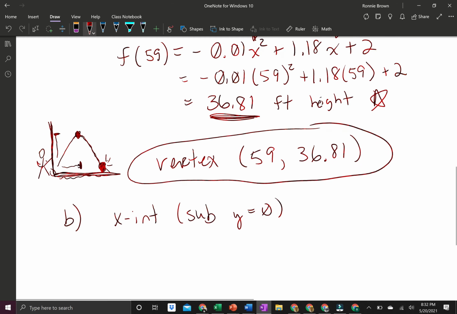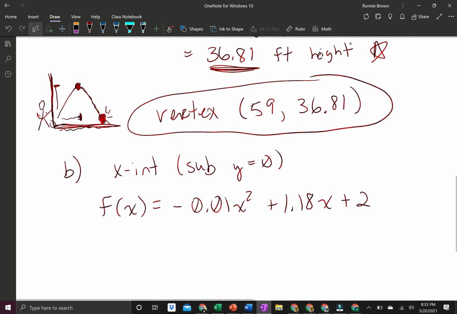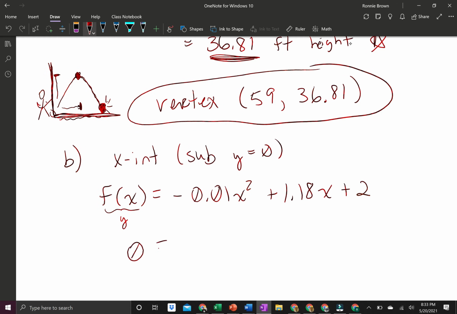Okay, so again, go back to our original function: f of x equals negative 0.01 x squared plus 1.18 x plus 2. I'm going to substitute in 0 for y. Well, you and I know that f of x really means y, right? So 0 equals negative 0.01 x squared plus 1.18 x plus 2.